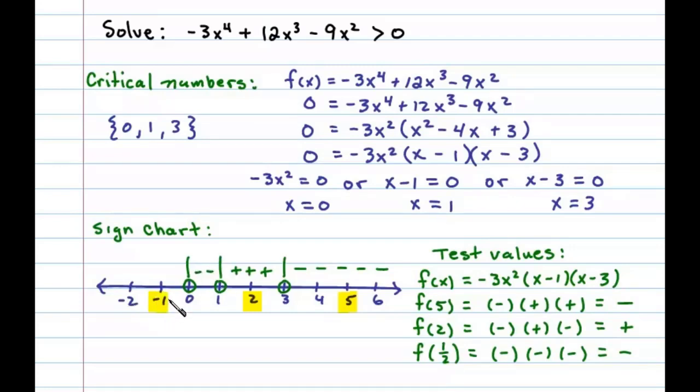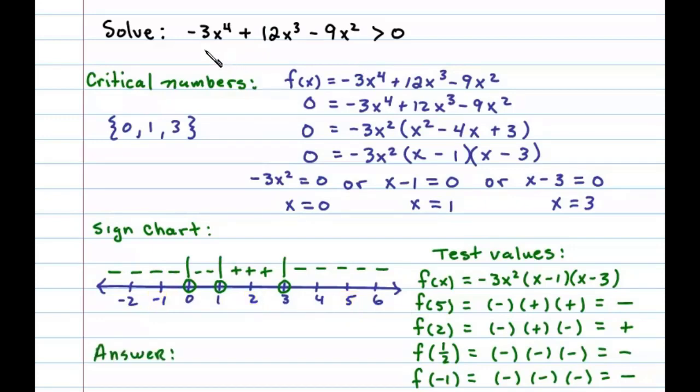Now finally, choosing a number in this last region here, say negative 1, substituting in negative 1, we have negative 3 times negative 1 squared leaves us with a negative factor. Negative 1 minus 1 is negative, and negative 1 minus 3 is negative. Again, multiplying 3 negative factors will result in a negative number. Once we complete the sign chart, we can next use it to answer the question.